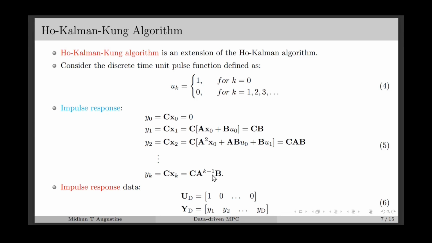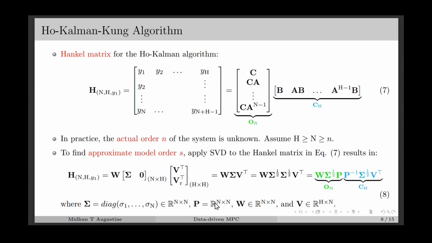For the impulse response, the input and output data matrices can be represented as in equation number 6, which will be used next to define the Hankel matrix. Now, in the Ho-Kalman-Kung algorithm, the Hankel matrix is constructed using the impulse response data as in equation number 7. Here, the impulse response based Hankel matrix is factorized as a product of the extended observability matrix capital On and the extended controllability matrix capital CH.